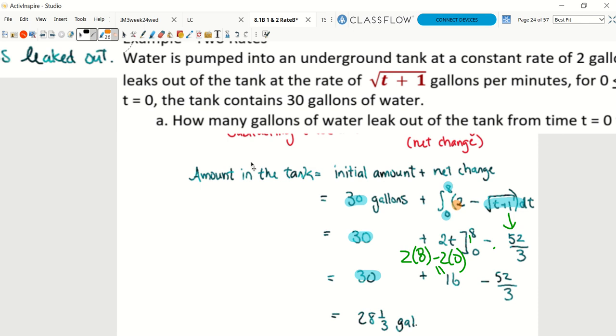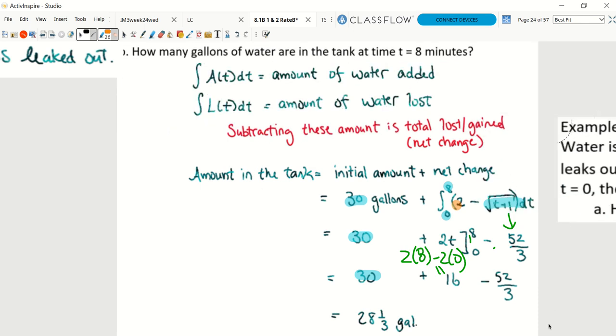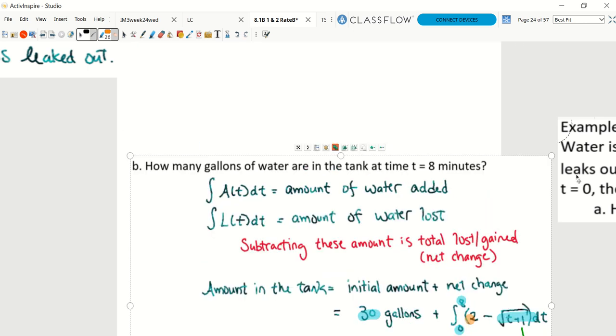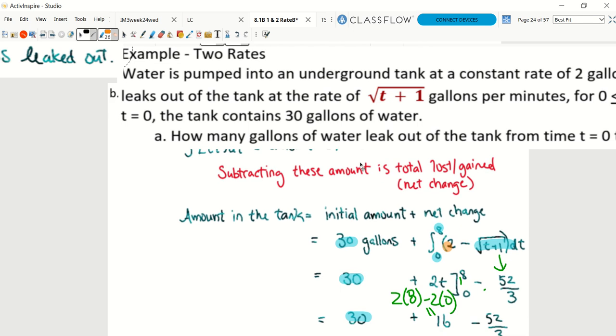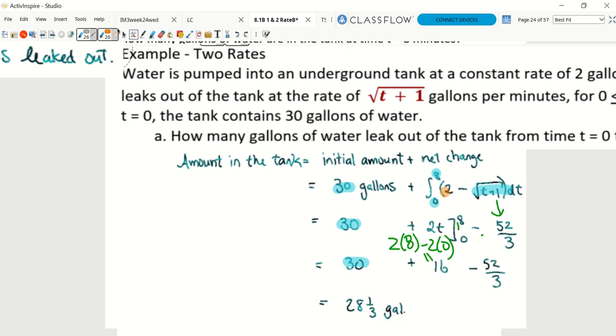So, here is the question: how many gallons of water are in the tank at t equals 8? This is actually really easy. We have our initial amount, 30 gallons. Are you guys with me? We have how much left, how much leaks out of the tank. That's literally what we just did. Ignore this 2 minus. You guys with me? That's how much left.